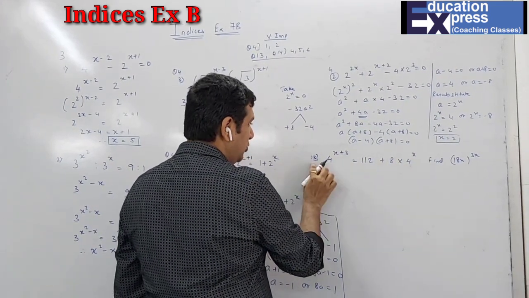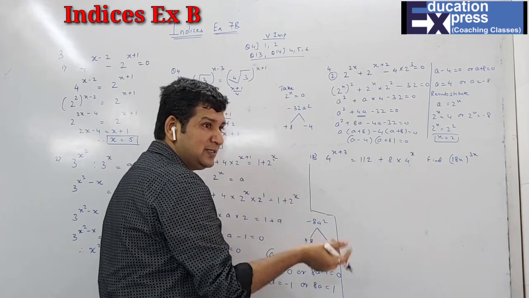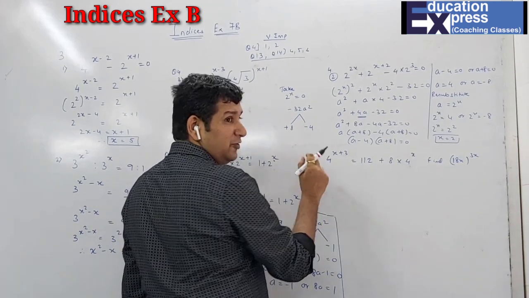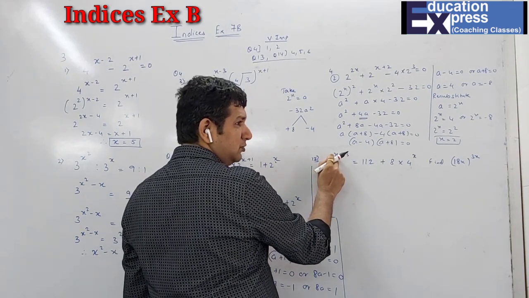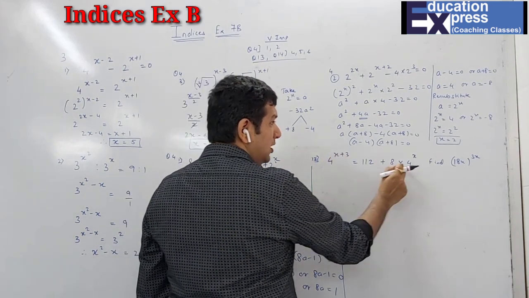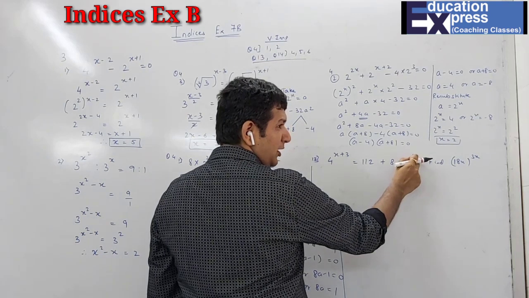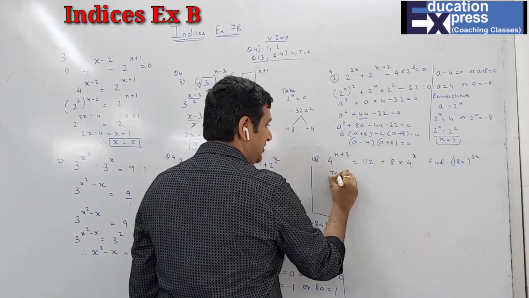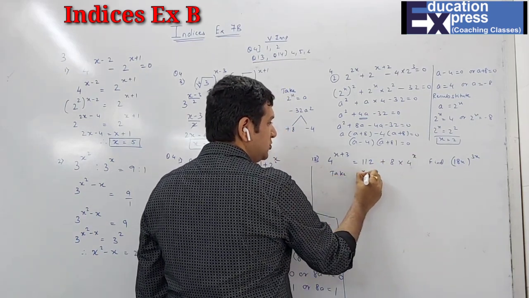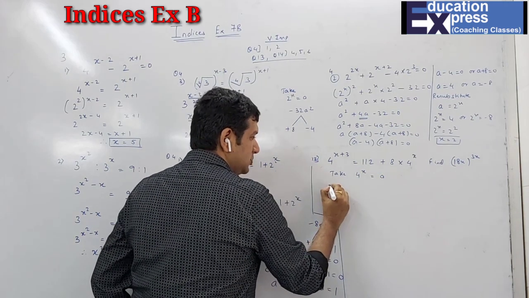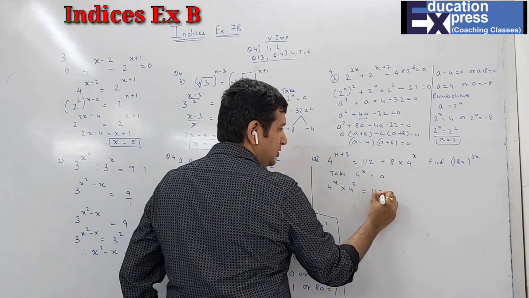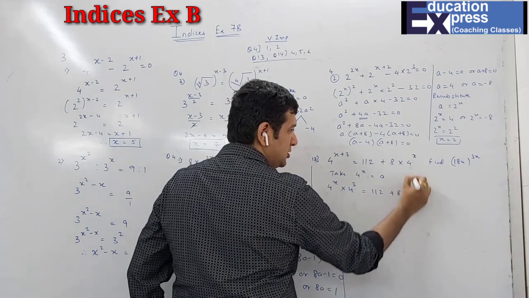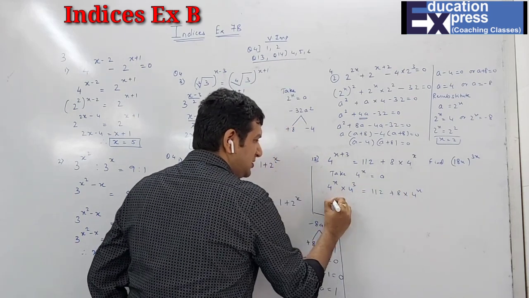For that, what I have told you, you have to see whose base has a variable as a power. Here you can see the base is 4, and the variable is x as a power. Here also the base is 4, and the variable is x as a power. So here I will take 4 raised to x as a. So 4 raised to x multiplied by 4 raised to 3 equals 112 plus 8 into 4 raised to x. Wherever 4 raised to x is there, a will come.